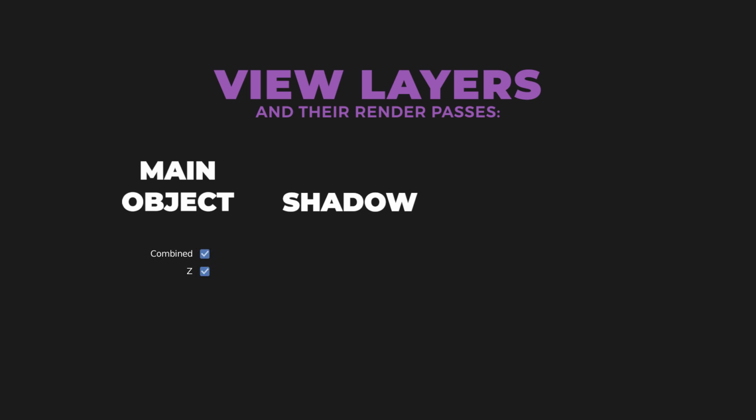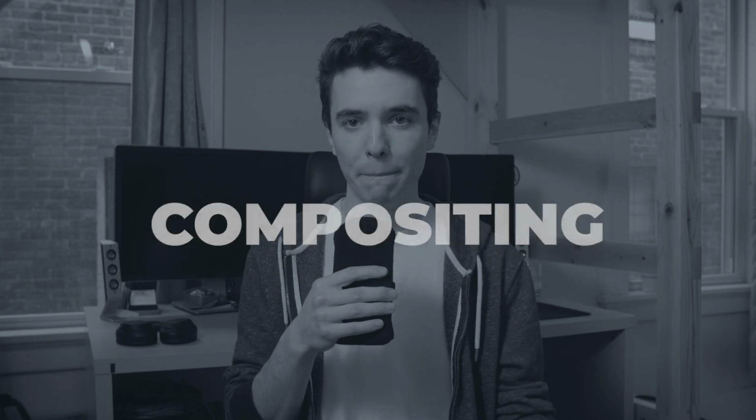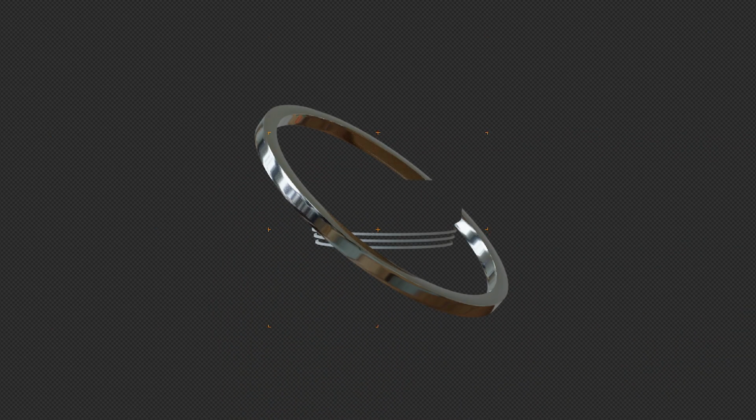We have the shadow view layer also with the default passes. Then we have the glossy/diffuse view layer, which we also included the diffuse indirect, diffuse color, and glossy indirect render passes. It's compositing time! Let's hit Render Image. This will render out all our view layers so we can use them in our compositor. Don't worry about the final image this spits out.